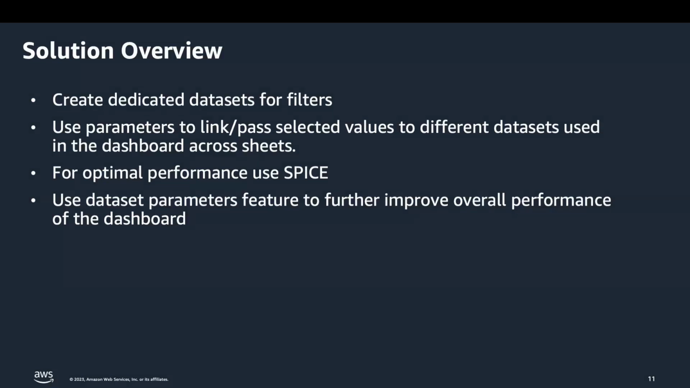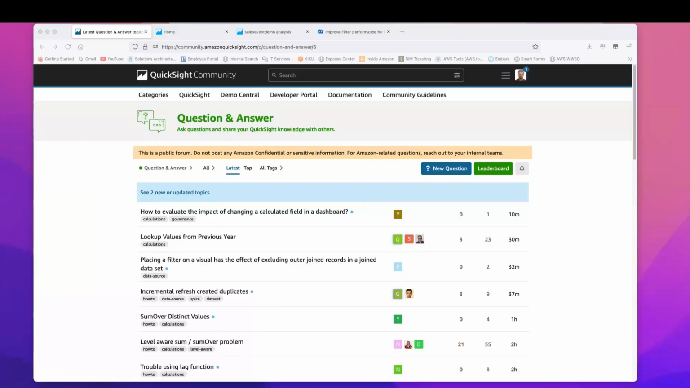And finally, the most recently launched feature within QuickSight, which is the dataset parameter feature, can also be used along with the parameters that we create for our filters to improve the overall performance of the dashboard, not just the filters, but also the overall performance of the dashboard itself. We'll also talk about that during our demo. So with that said, let's quickly switch screens here. I'm going to exit the presentation and jump back into the QuickSight screen here.